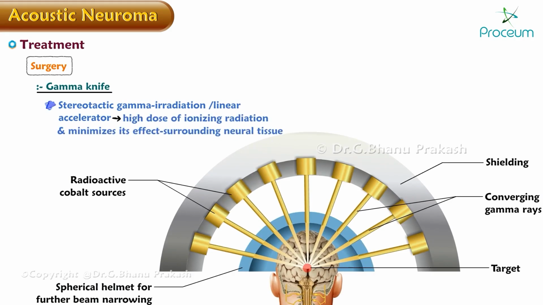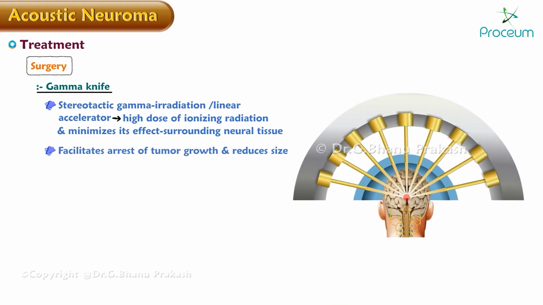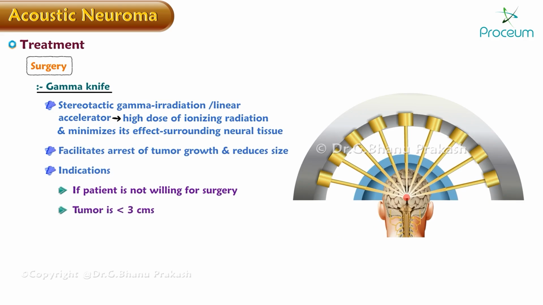Gamma knife surgery. This stereotactic gamma irradiation therapy, or linear accelerator, delivers high dose of ionizing radiation to the tumor and minimizes its effect on the surrounding neural tissue. It facilitates the arrest of tumor growth and reduces its size. It can be used in the following patients: if the patient is not willing for surgery, when the tumor is less than 3 centimeters.